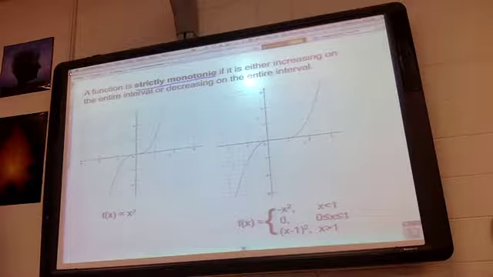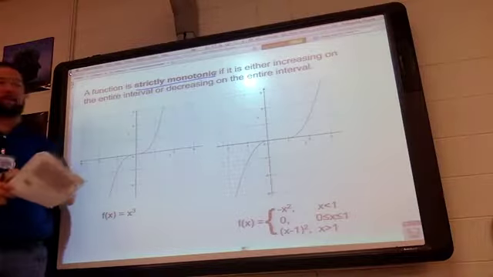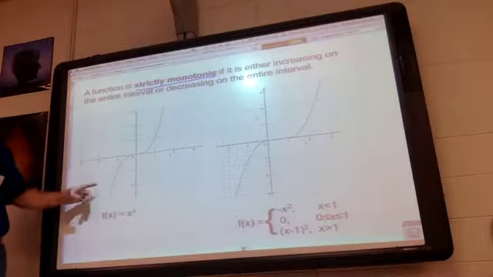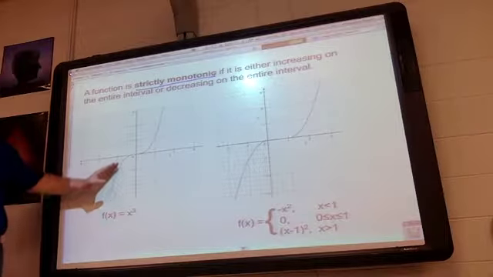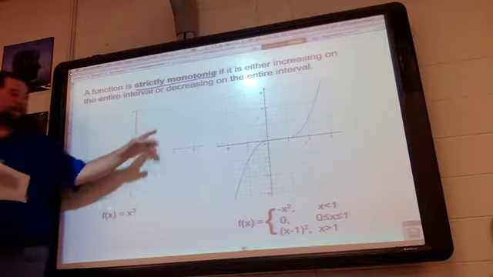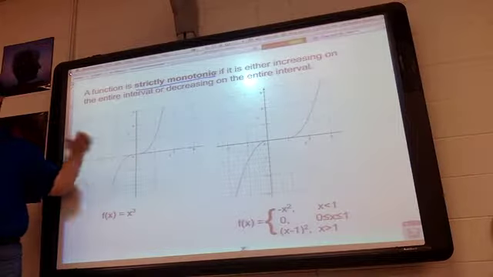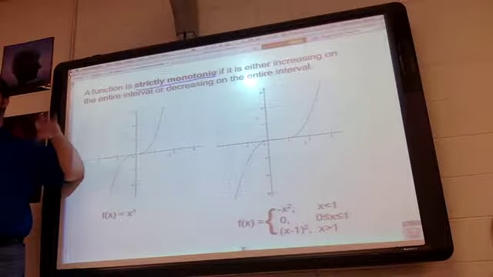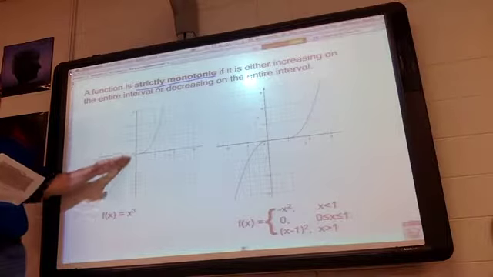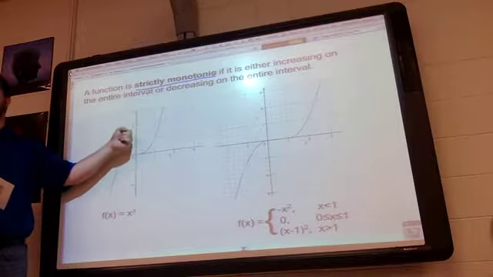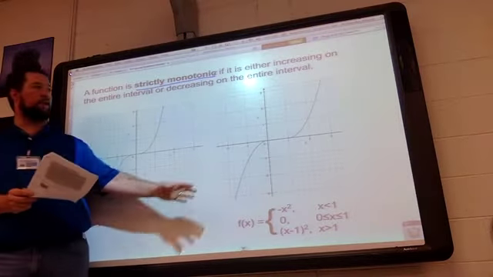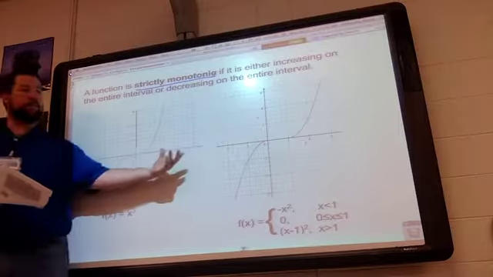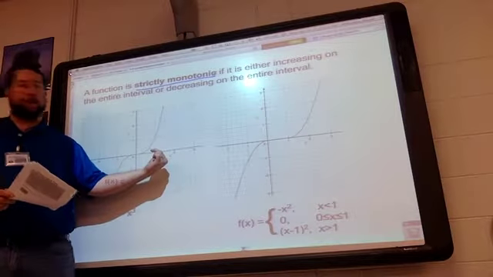All right, it's strictly monotonic if it's either increasing on the entire interval or it's decreasing on the entire interval. So for example, this first one over here, f of x equals x cubed, this is strictly increasing over the entire interval. It's got this one point here at 0 that has a tangent line of 0, but it's only an instantaneous spot. Everywhere else it's increasing, so we call this one strictly monotonic. Strictly increasing.